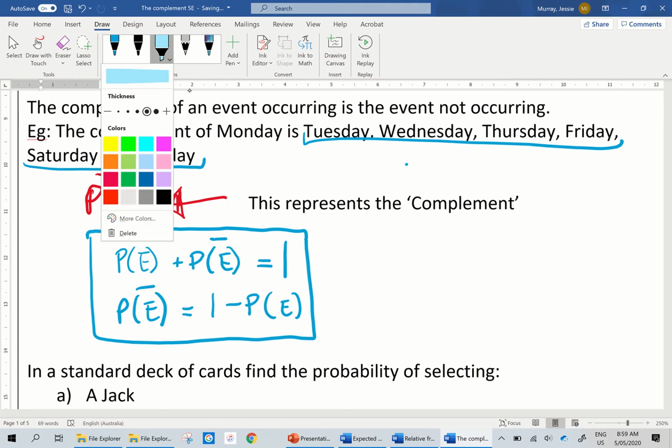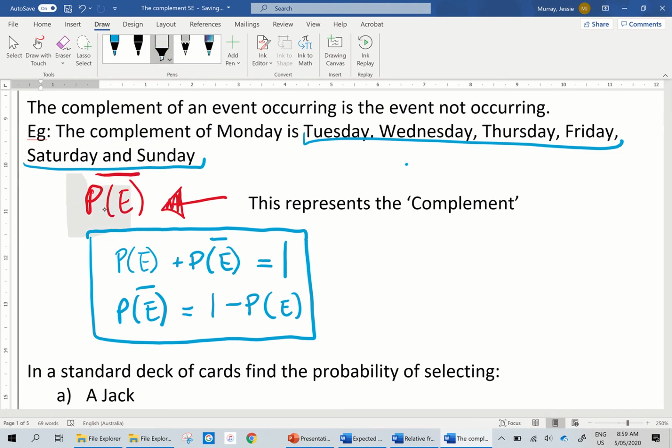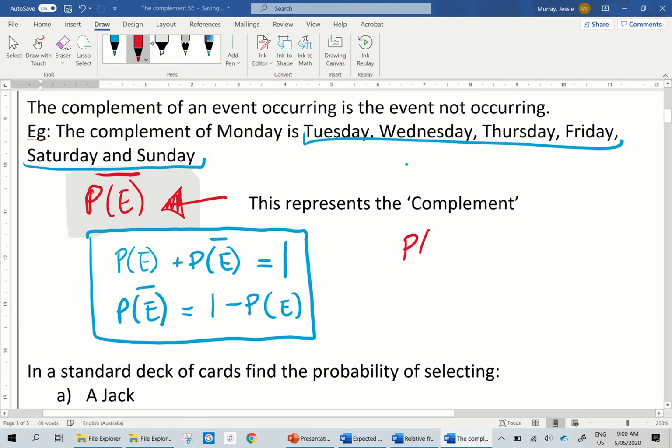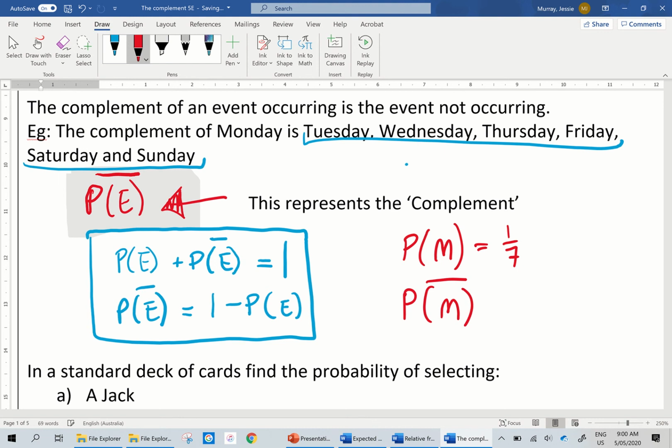So, some ideas. In probability, we represent the complement with this here. The probability of E, we know that's just the probability of an event. But the bar above it represents the complement. So basically, it's representing it not happening. Think about it this way. The probability of Monday occurring is 1 in 7. The probability of Monday not occurring, so the complement of Monday, notice the bar I've put above it, is 6 out of 7, because there's Tuesday, Wednesday, Thursday, Friday, Saturday, Sunday. So that's the idea behind it.